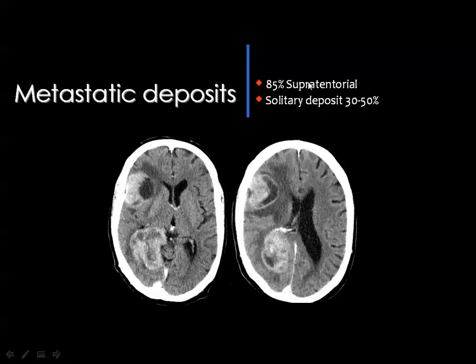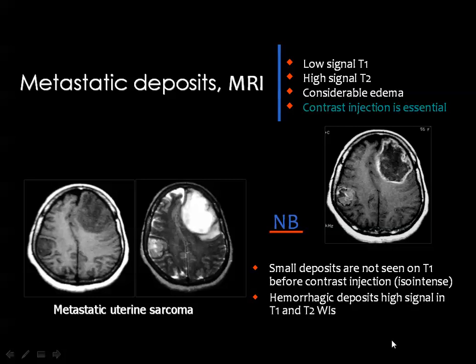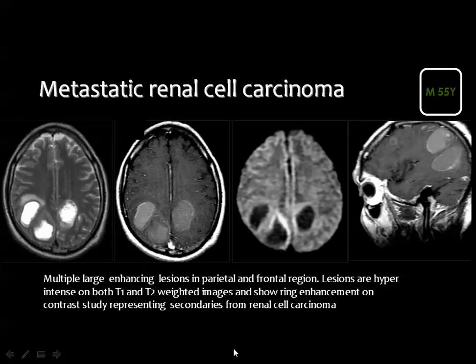significant mass effect. 85% of metastatic deposits occur in the supratentorial area, and the incidence of solitary metastatic deposit may reach up to 50% of the cases. And this is the metastatic uterine sarcoma. In the T1 weighted image, you see 2 lesions, and in the T2 weighted image, you see the increased signal, and after contrast enhancement, you see the heterogeneous pattern of enhancement.